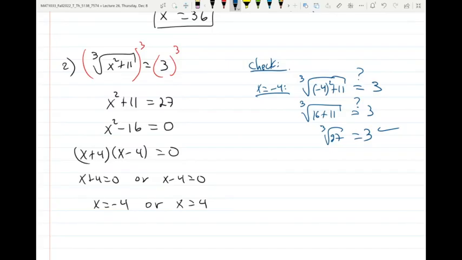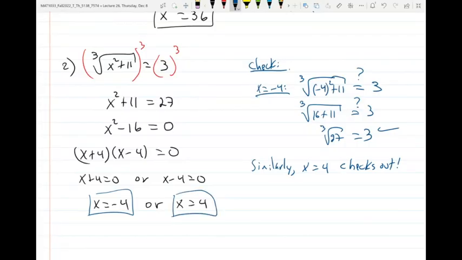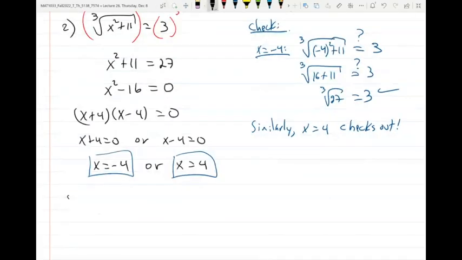And then hopefully you can see that 4 is going to work as well. Because if I put a 4 here, the square, I'm going to get this line anyway. 4 squared is also 16. And then it's going to work nicely. So similarly, x equal to 4 checks out. Okay? So both of these are a solution.